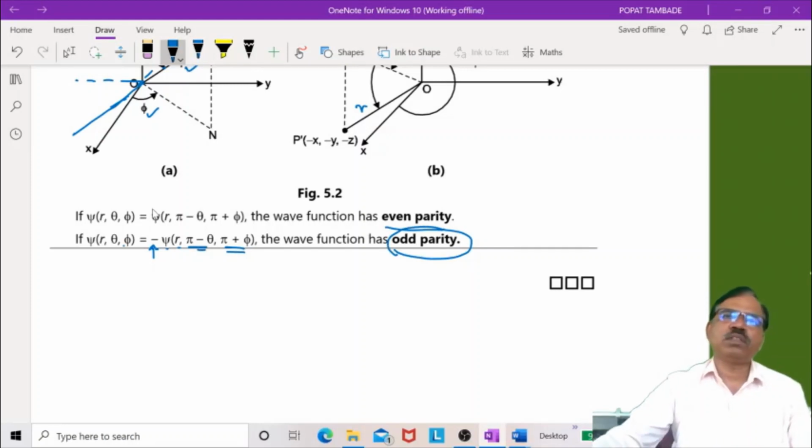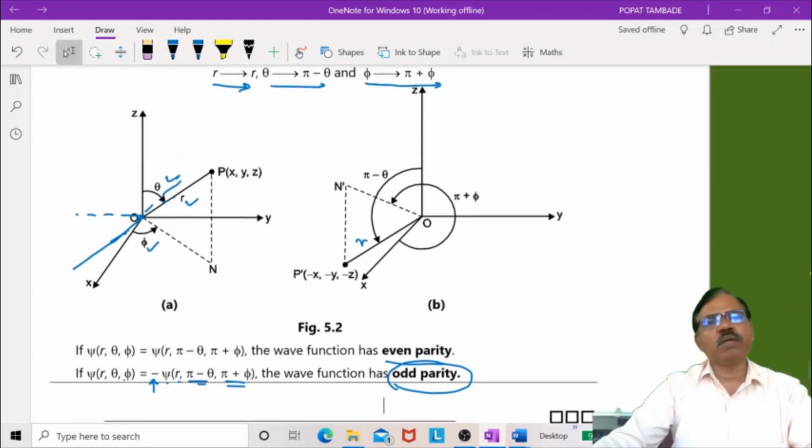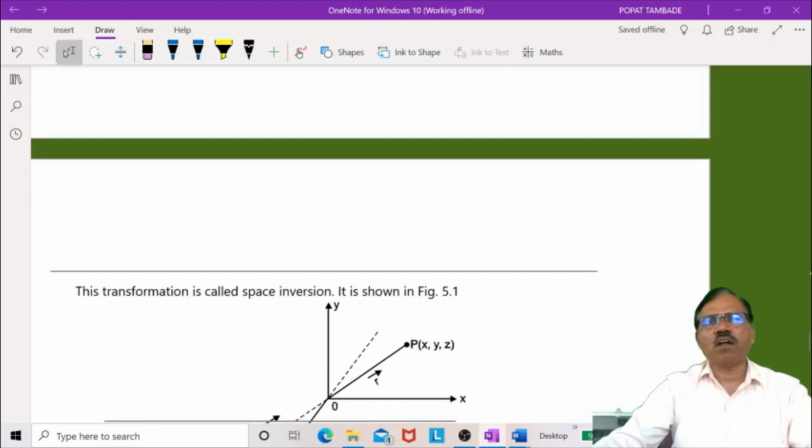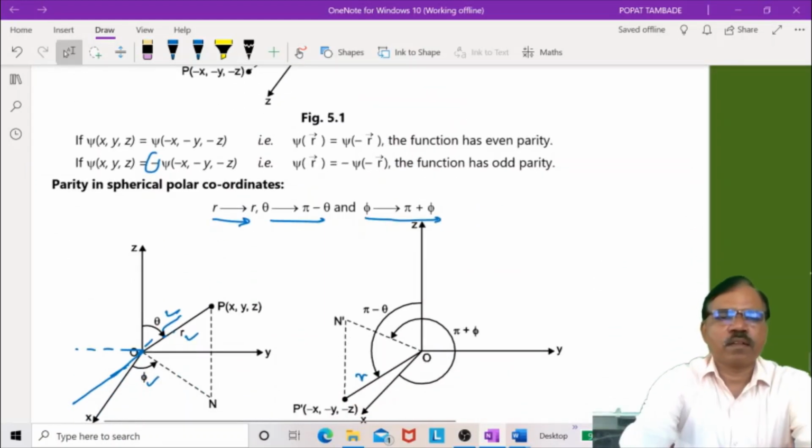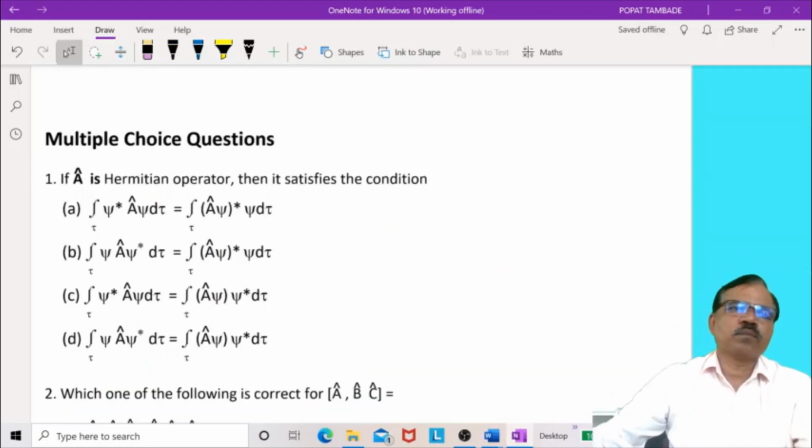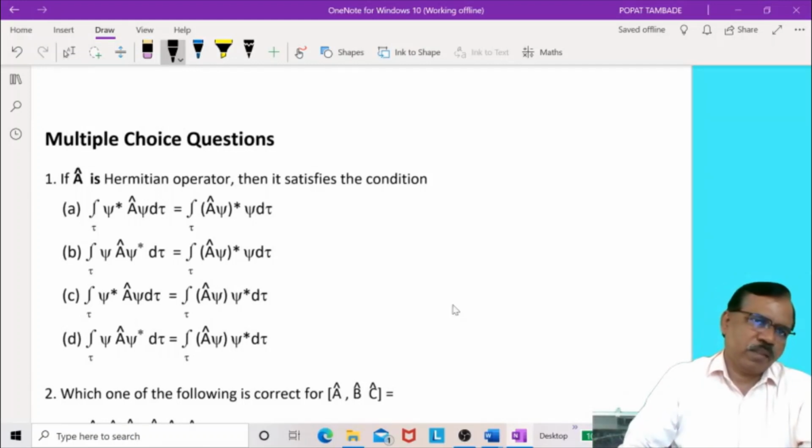Now this is some information on operators. Now we'll go to multiple choice questions on this chapter. Let us see the multiple choice questions. Here I have the first question.